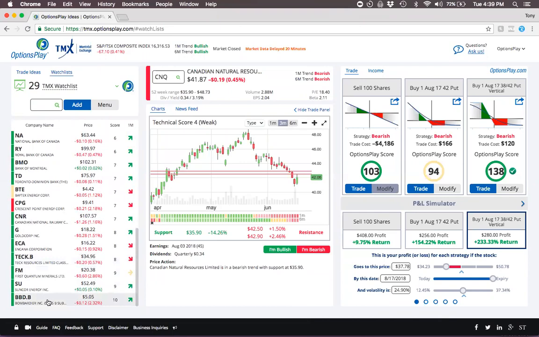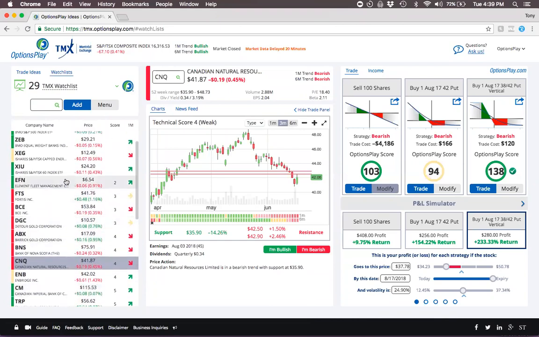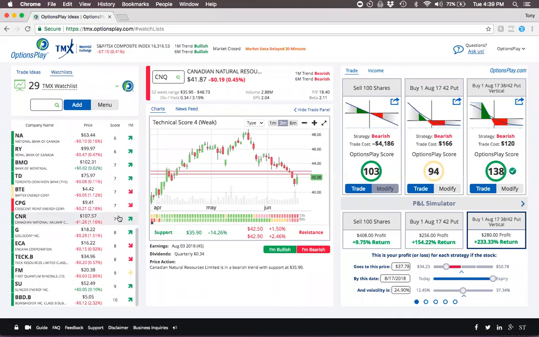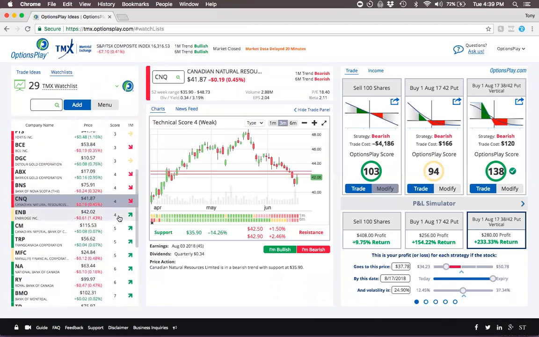As you can see, Bombardier, Sucor Energy, these are the strongest stocks in the market. And then you have EFM, Fortis, these types of stocks are the weakest stocks in the market just by looking at the score. And I don't even have to pull up the stock. I don't have to look at the chart. Just by looking at the score, I can tell you which are the strongest stocks in the market, which are the weakest stocks in the market.